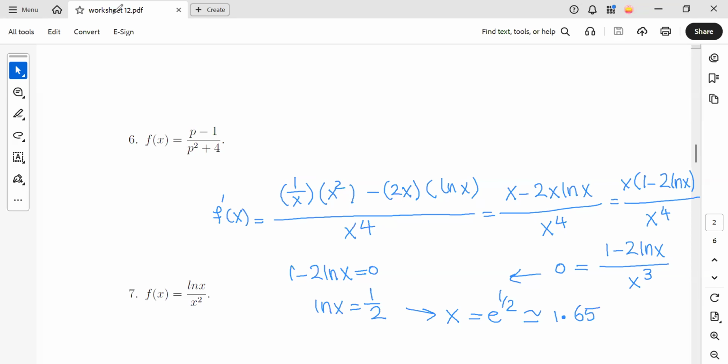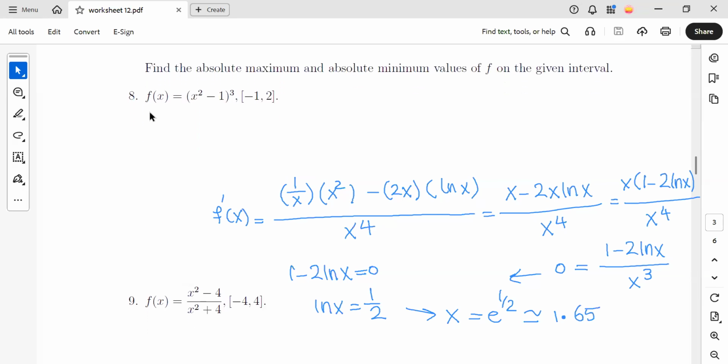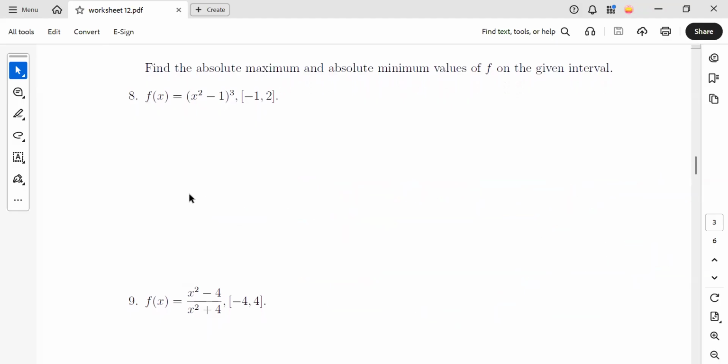Okay, let's move on to the next one, number 8. It's about finding the absolute maximum and minimum on the given interval. So for finding maximum and minimum, we're going to find f prime. And in here, the overall function is a power function. So we would write the expression itself with a power 1 less, and derivative of the inside, which is 2x. So altogether, 6x times x squared minus 1 squared equals 0.